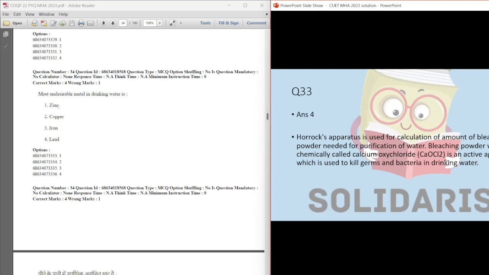Like zinc, we need it in a proper amount, and if more than that, we get toxicity. Same goes with copper and iron. But in case of lead, we cannot have even a small amount in our body, or it will lead to toxic effects. So the most undesirable, or least desirable, metal in drinking water, the answer will be lead. And if there was arsenic, this lead option could be exchanged with arsenic; that also would be the answer.